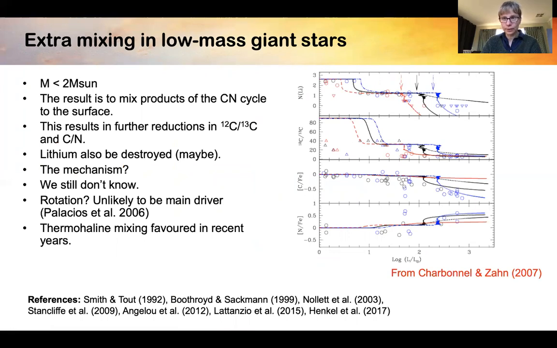I've just put a whole lot of references here. I don't have time to go into the details, but it's been labeled extra mixing, deep mixing, something that is non-canonical, slow mixing that takes place in the envelope of low mass giants. It's a way of mixing products of the CN cycle to the stellar surface. We think it's done in a slow way, and takes place after first dredge up. It results in further reductions to C12, C13, and carbon and nitrogen. Lithium may be destroyed or it may be produced.